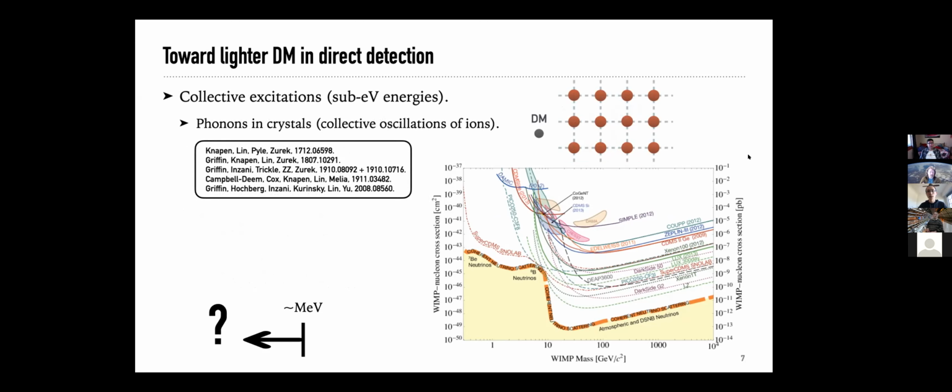So this is what brought us to consider collective excitations. And perhaps the most familiar type of collective excitations are phonons in crystals. These are collective oscillation modes of the ions at sub-eV energies. And the cartoon picture is that when the dark matter comes in, it interacts with the crystal lattice and excites one of these collective excitation modes.